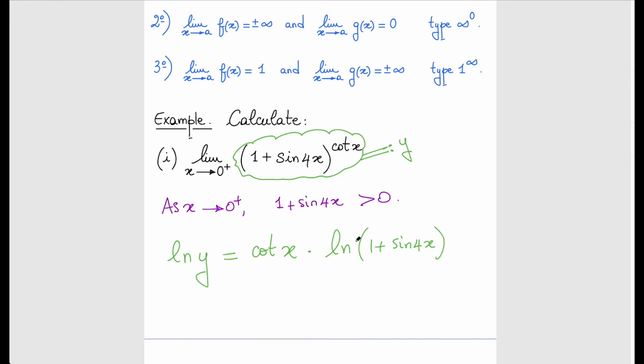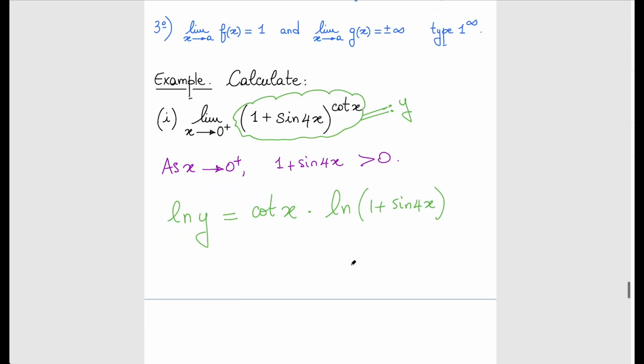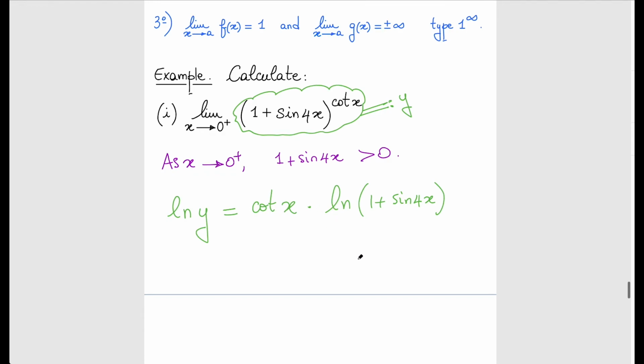Correct? And this is meaningful. This is meaningful. Why? Because that guy is positive. So ln acts on positive entities. So this is a meaningful thing. Okay. And why is this going to be helpful?